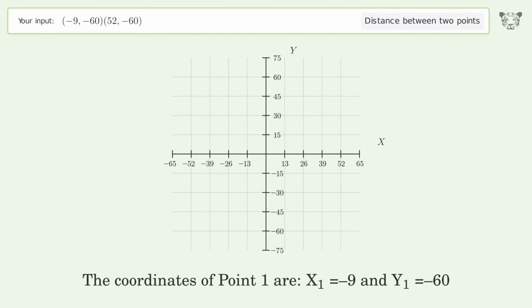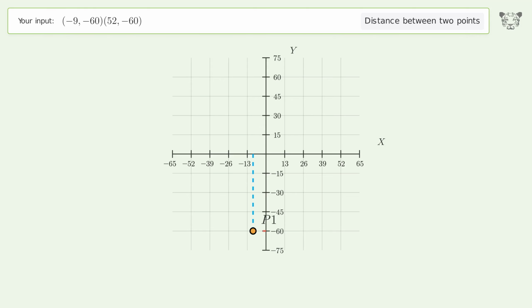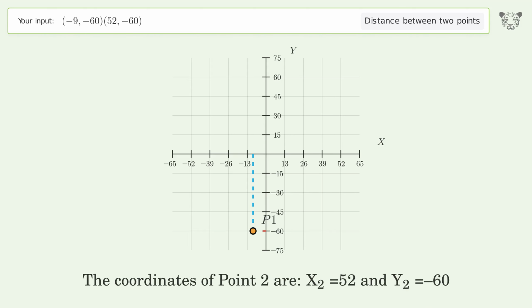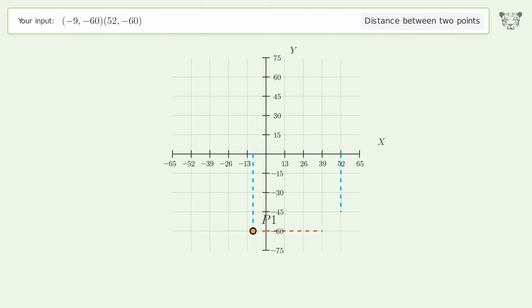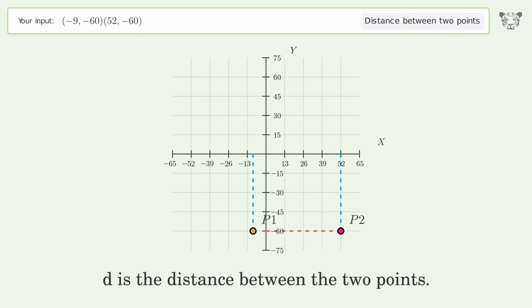The coordinates of point 1 are x1 equals -9 and y1 equals -60. The coordinates of point 2 are x2 equals 52 and y2 equals -60. D is the distance between the 2 points.